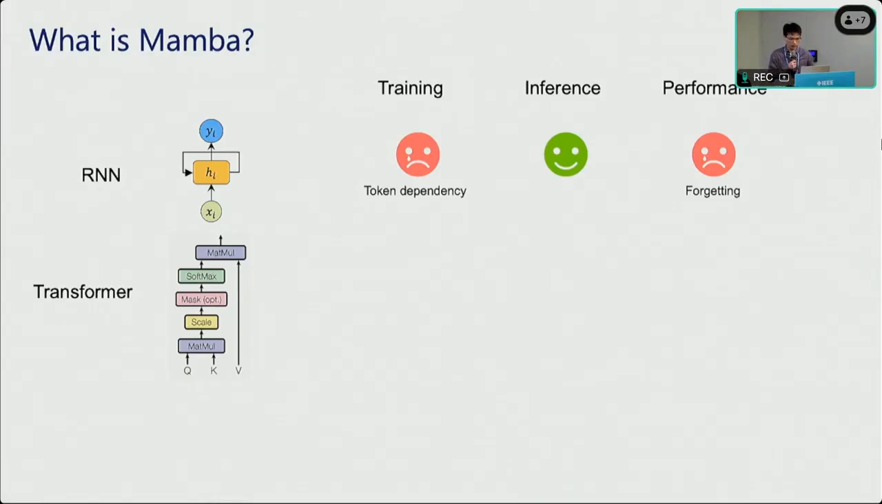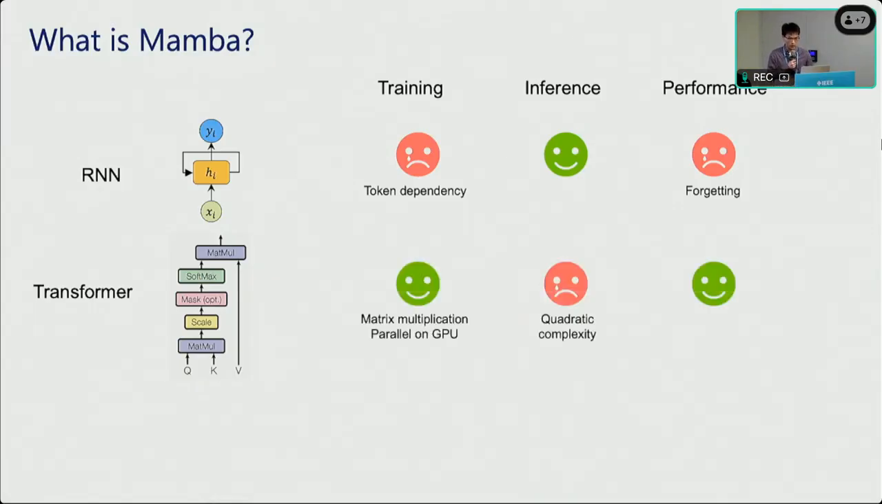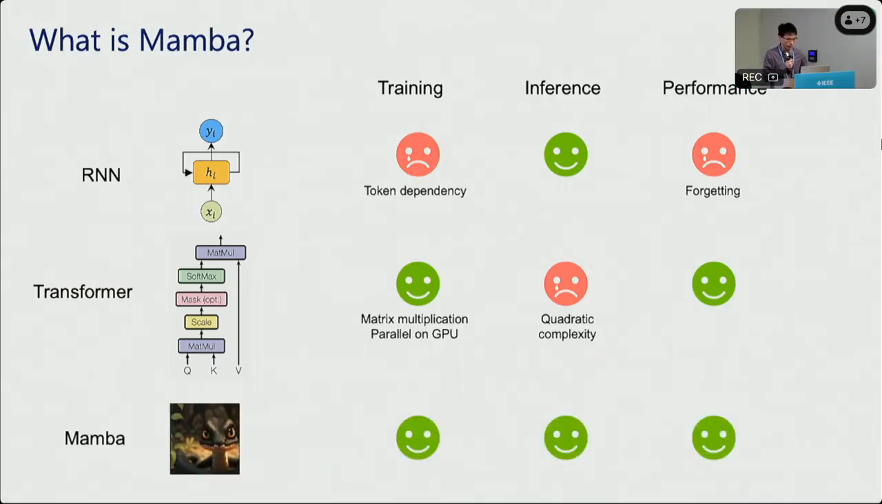For transformer, the training is fast because the training is just a matrix multiplication, which can be massively parallelized on GPU. But the inference time is slow due to this quadratic computational complexity. The performance of transformer currently is still the best. So Mamba was introduced in 2023, and it's actually good across all three columns. And it's also considered as a potential replacement for transformer, especially when the sequence lengths get very long.